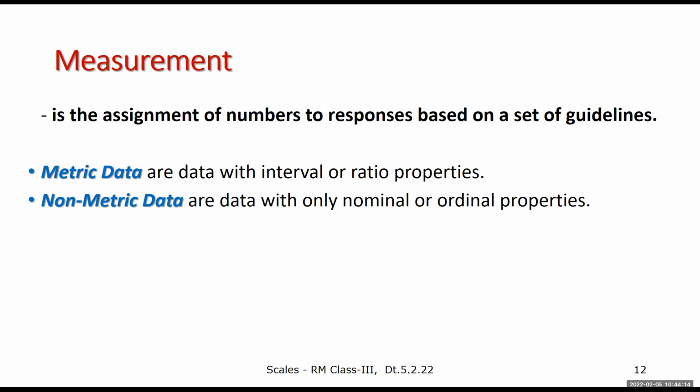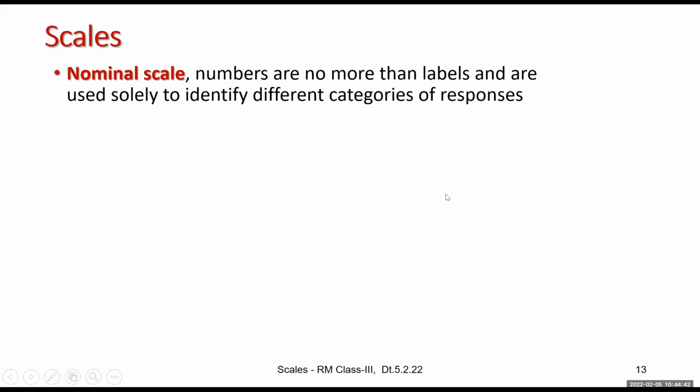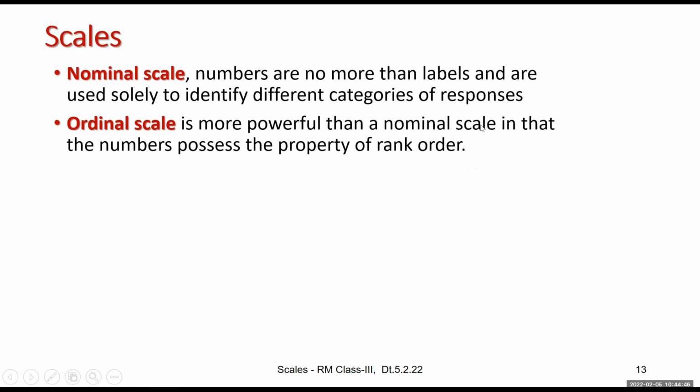Data can be of two types. One is metric data, which comprises the higher scales, interval scale and ratio scale, and non-metric data, which is usually nominal scale or at best ordinal scale. Please remember this: metric data, solid quantitative values, are interval and ratio scale data. Now let's have a quick recap of nominal scale and ordinal scale.